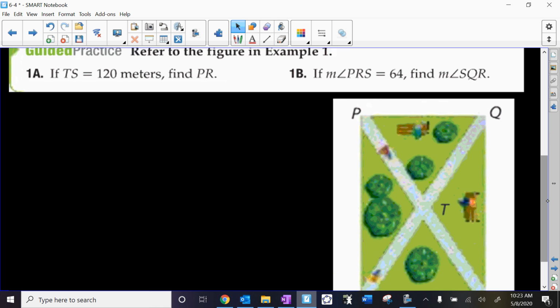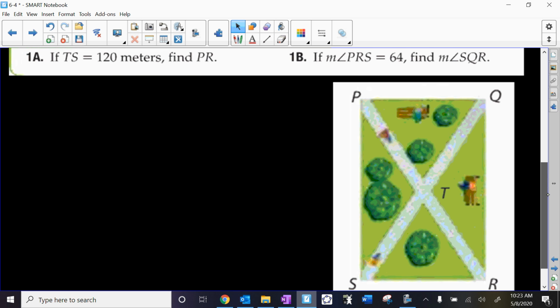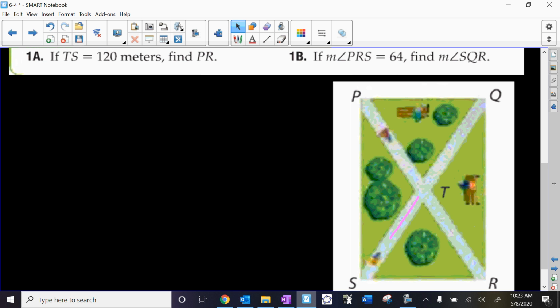I got a couple more down here. In letter A, it tells us that TS, half of the diagonal, is 120. It wants us to now find PR, which is, again, the whole diagonal. So instead of going one way, now we're going the other way. So we're going to double 120, which is now 240 meters.